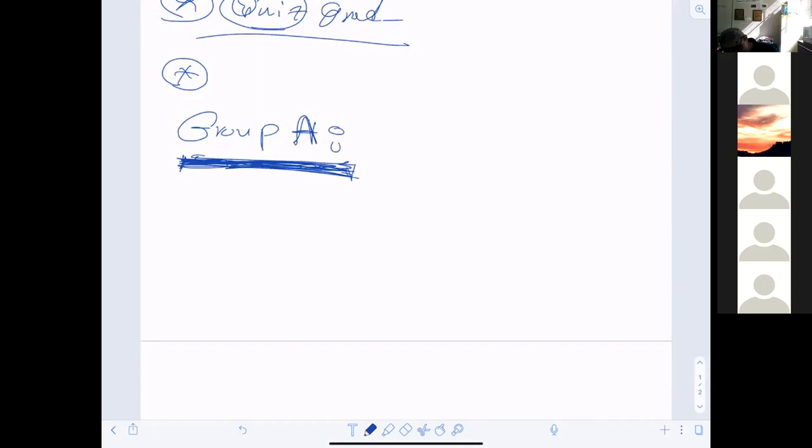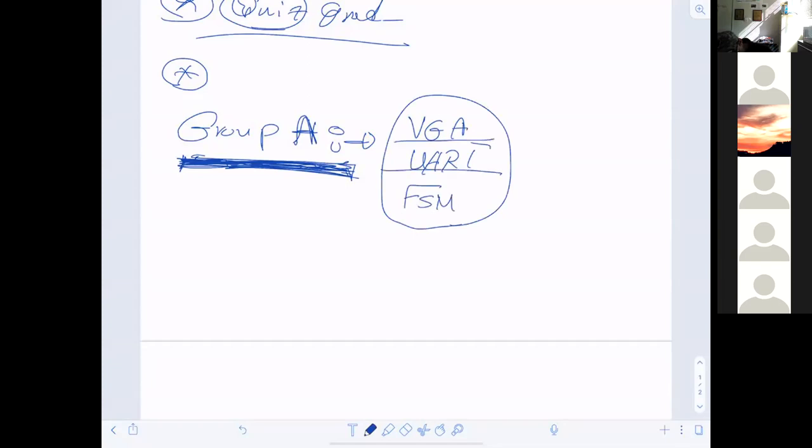If I assign the project, it has to include three different things. You're going to use the VGA, and you're going to use the UART, plus the finite state machine and whatever we have learned so far in the lab assignments, like the up down counter. And you already have the finite state machine and so on. So that's basically the target of this project.